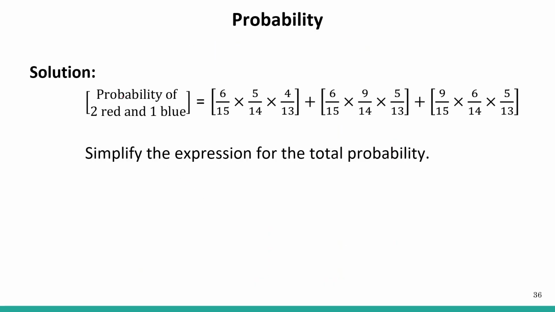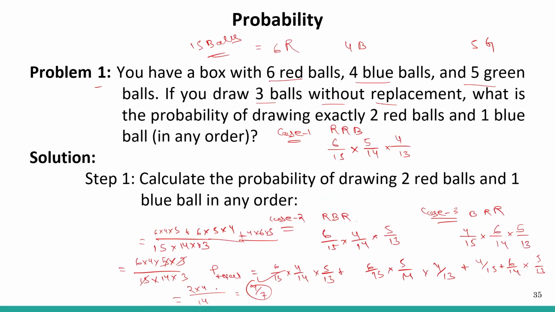So the probability of 2 red and 1 blue ball will be 6 by 15 into 5 by 14 into 4 by 13, plus 6 by 15 into 9 by 14 into 5 by 13, plus 9 by 15 into 6 by 14 into 5 by 13. Simplify the expression to get the total probability. So the total probability will become 4 by 7, as we have seen right here.